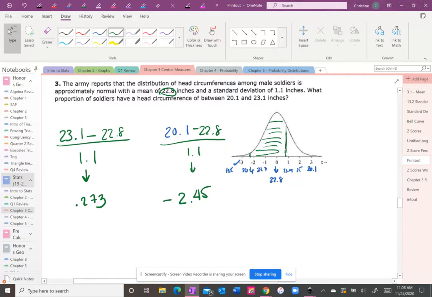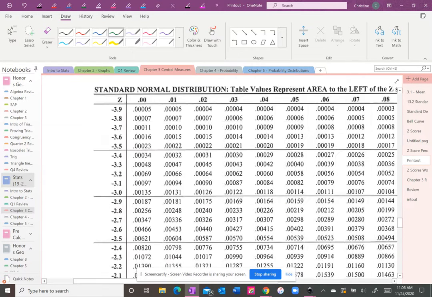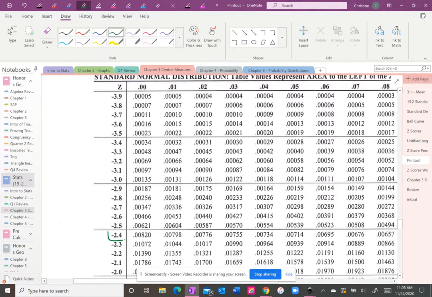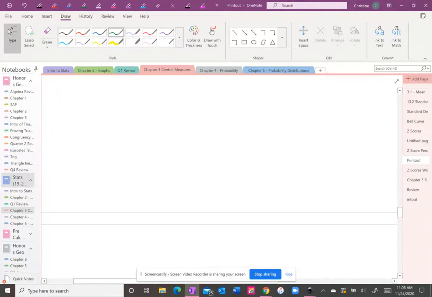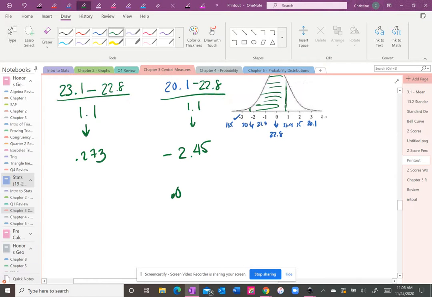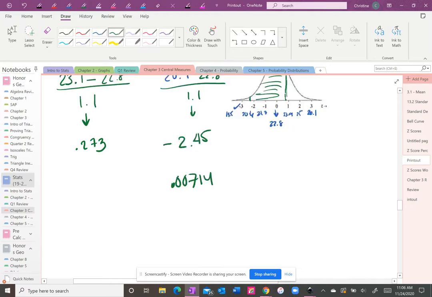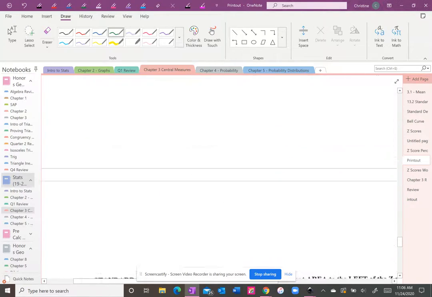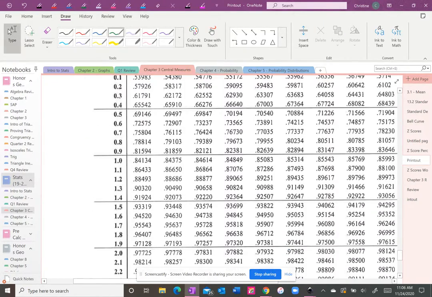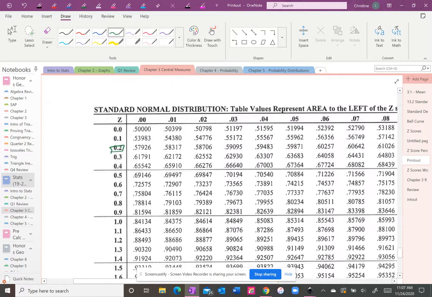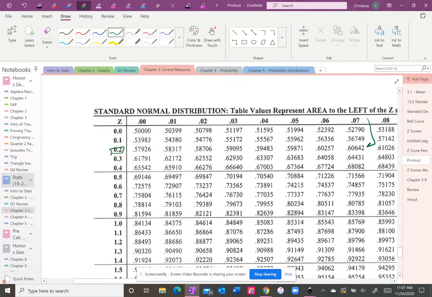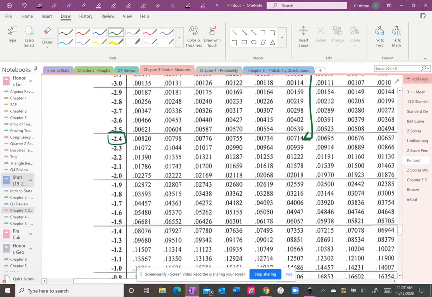So let me get these two values. Negative 2.45. Let's get that one first. Negative 2.4 and then 5. 0.00714. 0.273, it's positive, so 0.2 and then 7 is here, 0.60642.